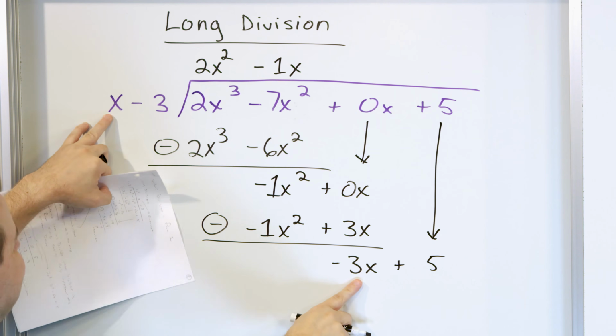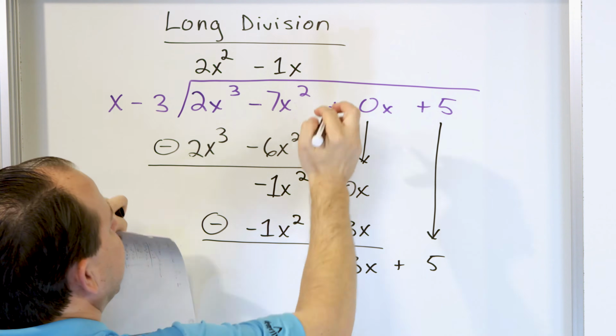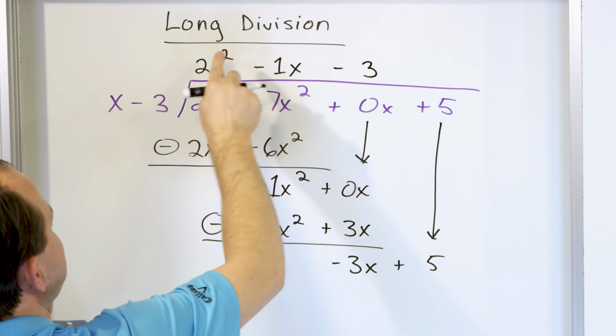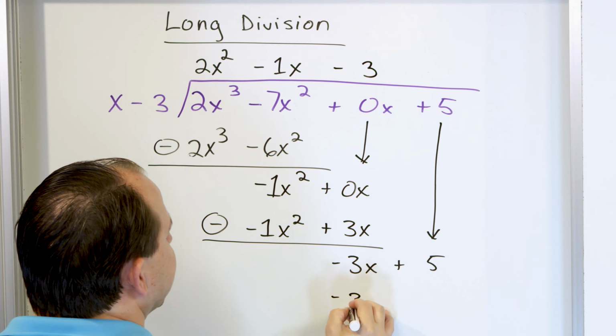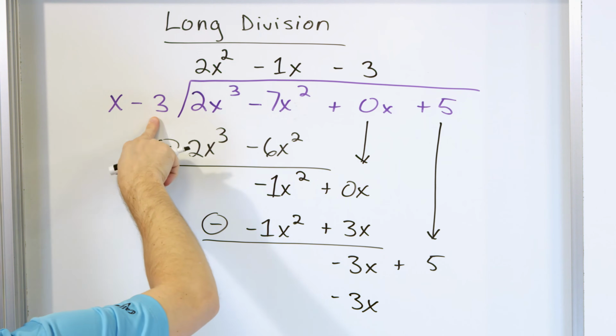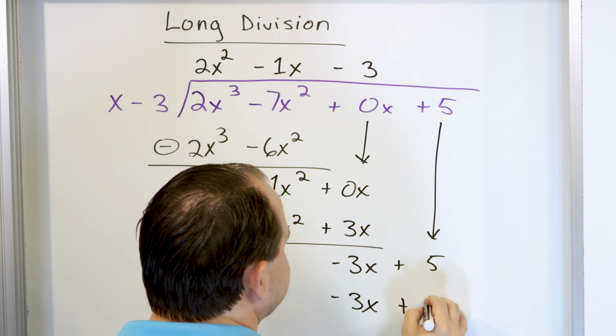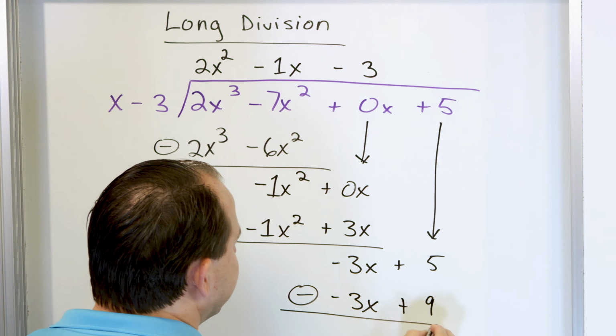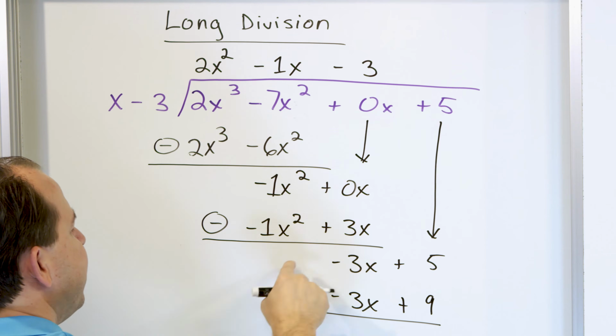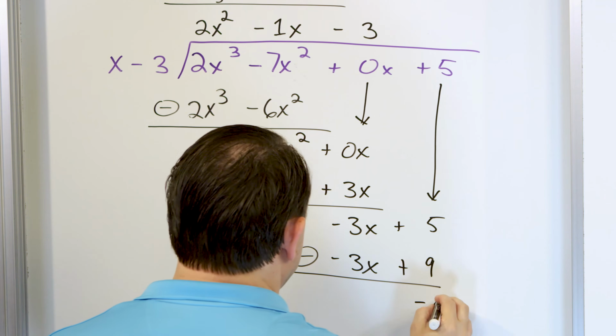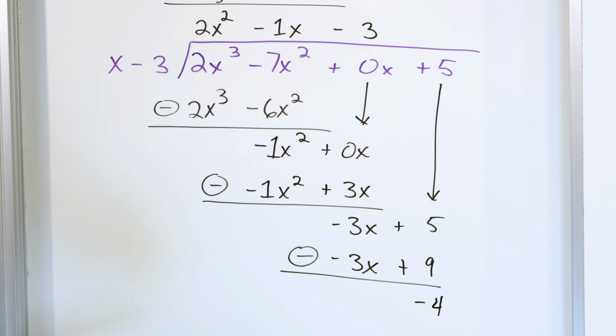And I look at the first terms. X times something gives me negative 3x. I have to have a negative 3 here. And then I multiply. This is going to give me negative 3x. And then the negative 3 times the negative 3 gives me positive 9. Almost done here. We subtract both terms. These give me 0. 5 minus 9 gives you negative 4.